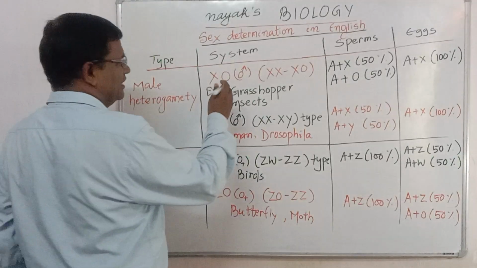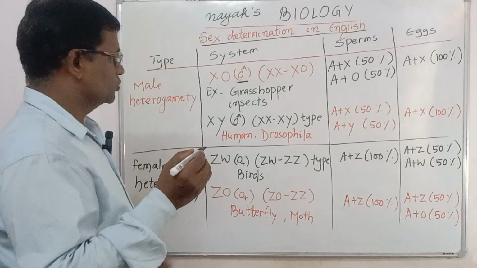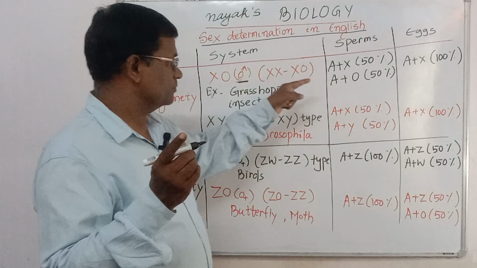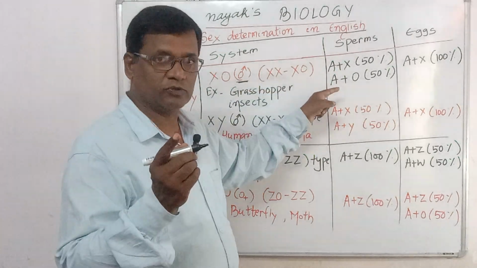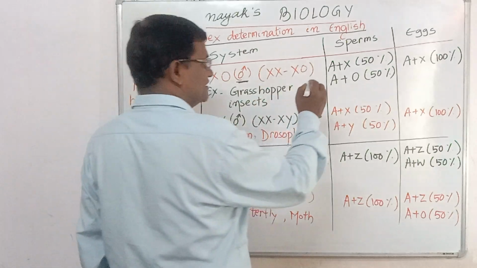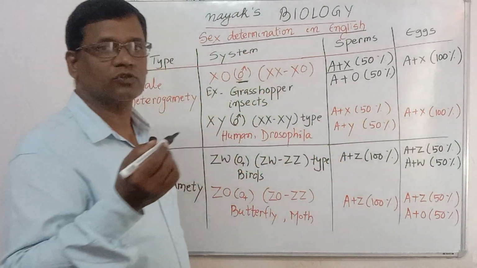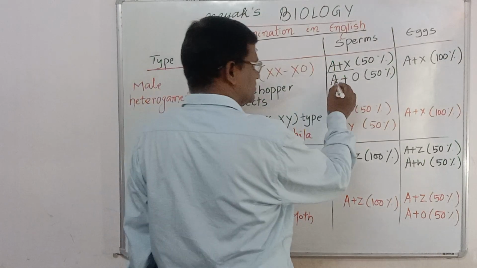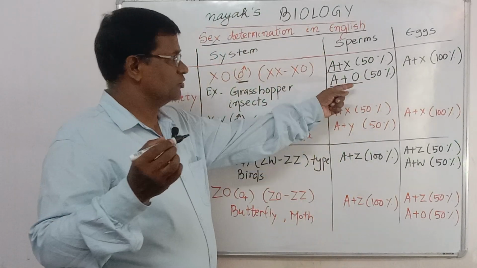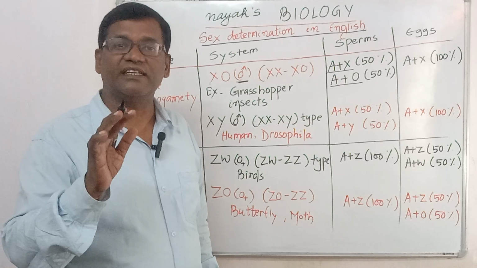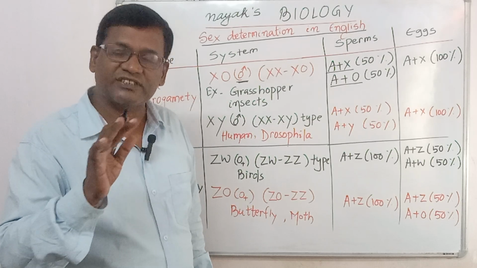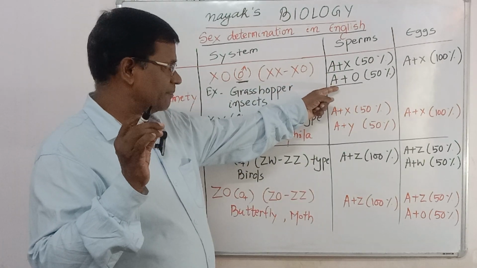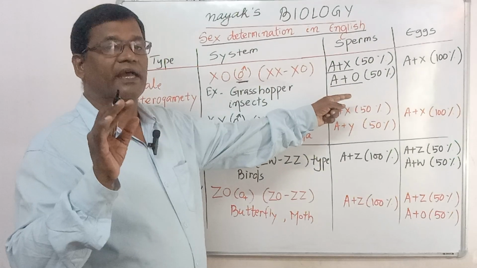And I marked here, this is the symbol for the male. Suppose this is X0, that means it produces two types of sperm. Because it is male heterogamy, definitely it will produce two types of sperm. One is A plus X. A is for autosomes, because we have 22 pairs of autosomes. Here we represent the autosomes, which is 50%, and A plus 0 is there. 0 means it doesn't contain any X chromosome; only autosomes are there in that sperm.